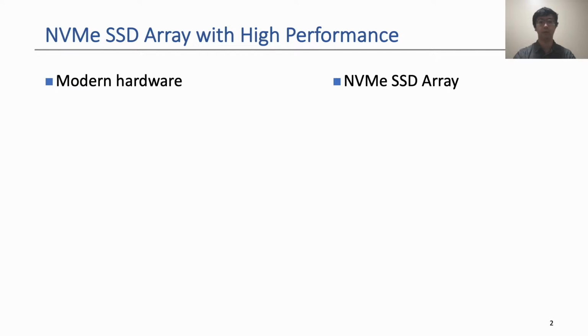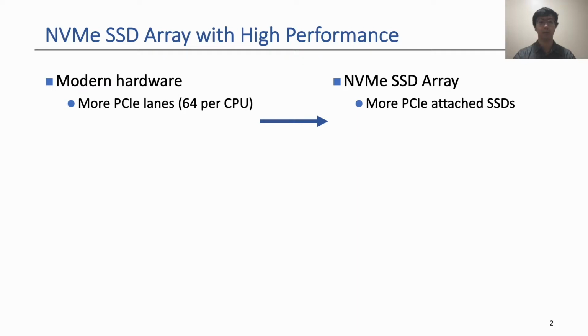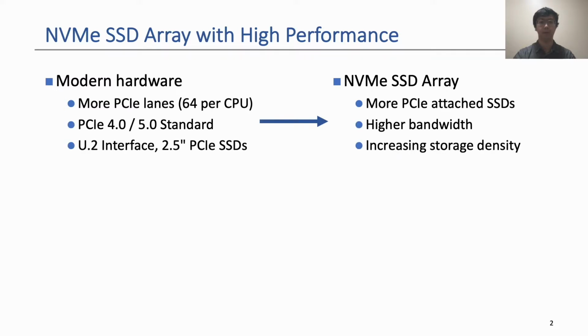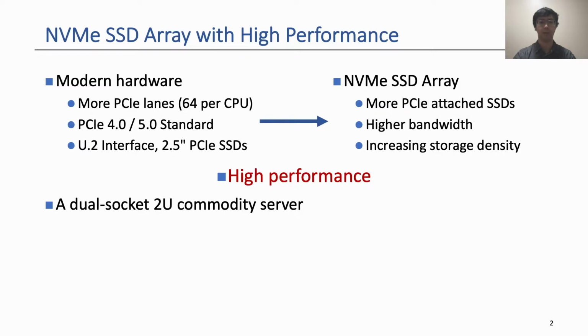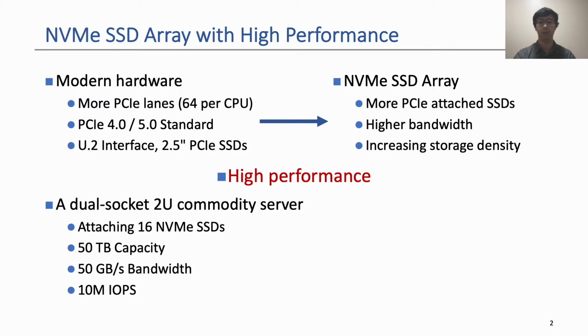In recent years, new hardware has given NVMe SSD arrays a boost in performance. More PCIe lanes are available on CPUs, allowing for more PCIe-attached SSDs. The new PCIe 4 and 5 standards enable higher bandwidth, and the U.2 interface increases storage density compared to the former PCIe add-in cards. With the development of hardware, NVMe SSD arrays can achieve high aggregate performance. For example, a dual-socket 2U server can have 16 NVMe SSDs attached for 50 TB capacity, 50 GB per second bandwidth, and 10 million IOPS.